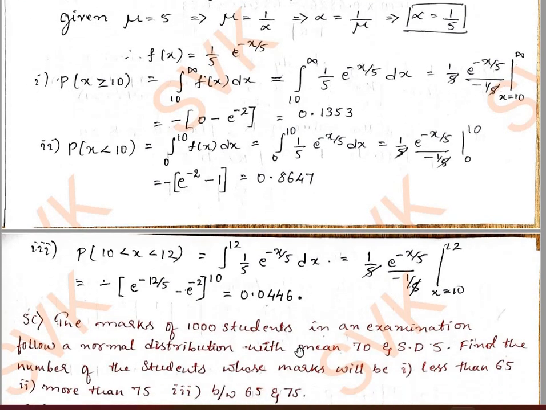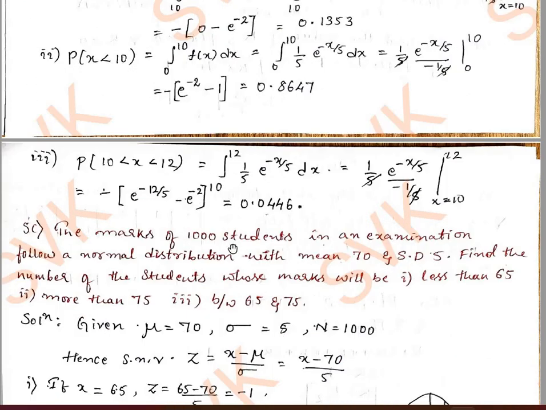Moving on to question number 5c. The marks of 1000 students in an examination follow a normal distribution. So it is a problem on normal distribution with mean mu equal to 70, sigma equal to 5. Find the number of students whose marks will be less than 65, P of x greater than 75, and P of x lies between 65 and 75. So write down the given values: mu equal to 70, sigma equal to 5, and capital N equal to 1000.